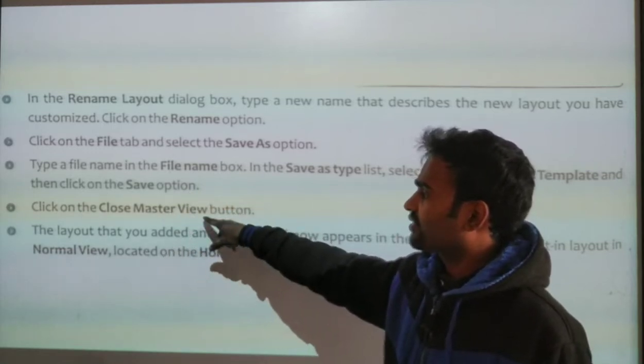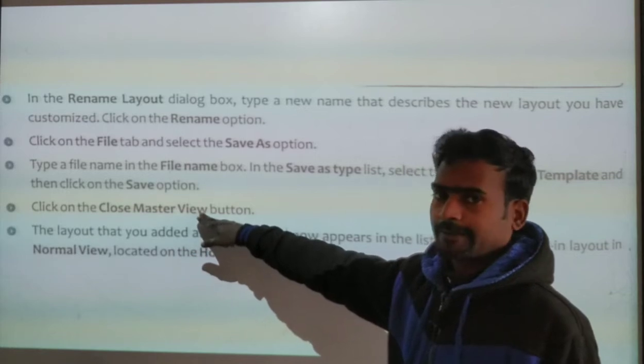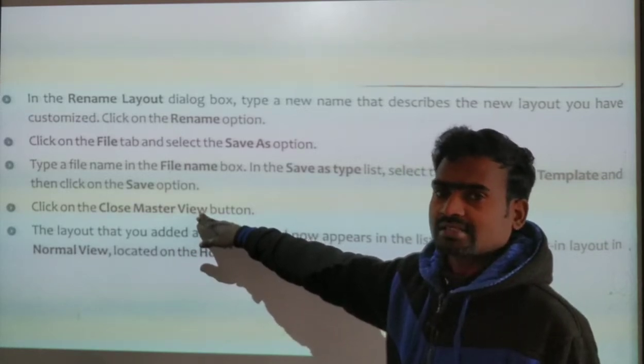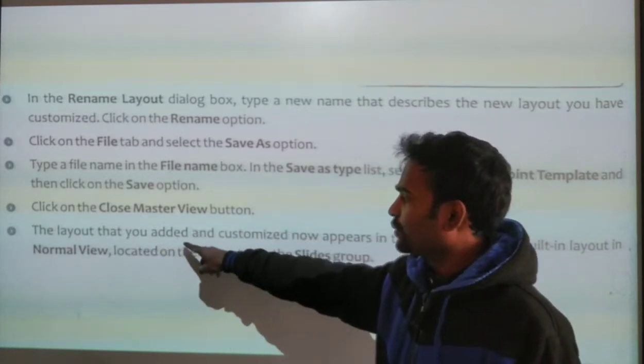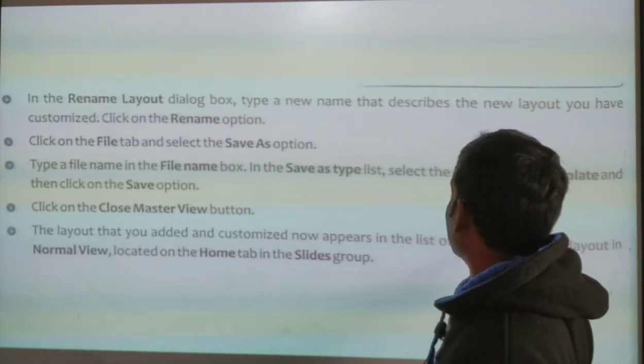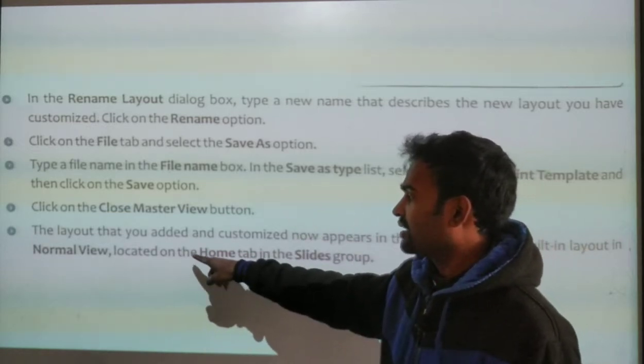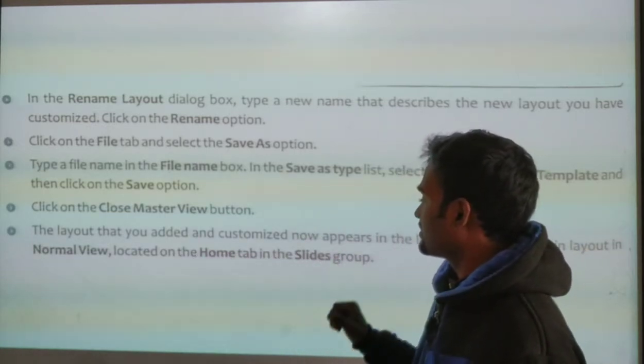Click on Close Master View. After saving everything, we have to click the Close Master View button. You know how to close it, I told you last class. The layout that you added and customized now appears in the list of standard built-in layouts in the normal view, located on the Home tab in the Slides group.